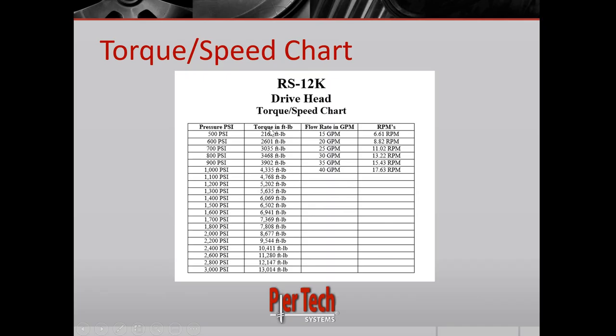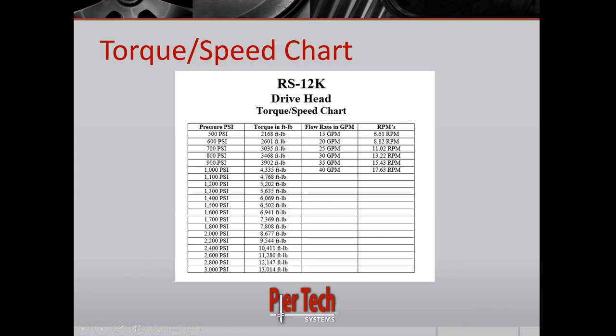Then it has torque, and the torque is in foot-pounds. These two columns relate directly with one another. They can be directly correlated. So 1,000 psi of differential pressure equals 4,335 foot-pounds of torque. The same goes for 8,677 foot-pounds of torque equals 2,000 psi of pressure. So those two relate directly with one another.